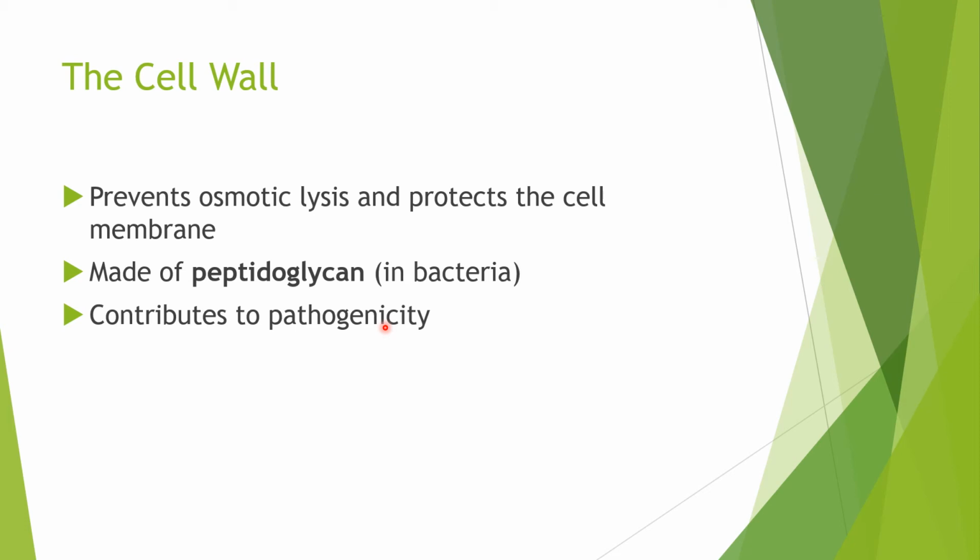The cell wall of a bacteria is made up of something known as peptidoglycan. Peptidoglycan basically consists of disaccharides, which are sugars, and polypeptides, which are proteins. Having a cell wall can prevent the bacteria from osmotic lysis, which basically means it can prevent the bacteria from intaking too much water. So it can prevent the bacteria from swelling up and bursting.